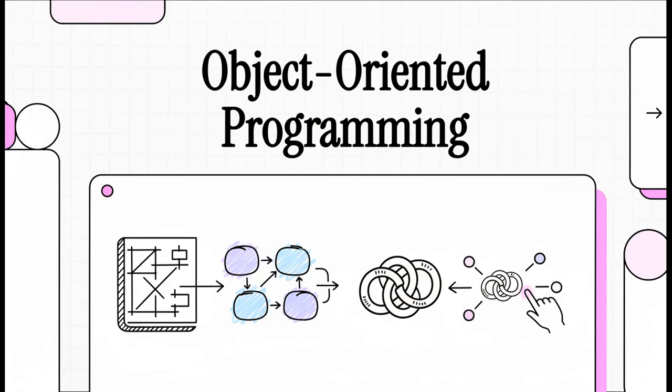So, have you ever looked at a massive piece of software, like a video game or a social media app, and just wondered, how in the world do developers build that without it turning into a complete and utter mess? Well, the answer lies in this really powerful idea called object-oriented programming, or OOP. And it's so much more than just writing code. It's a whole new way of thinking that brings order to chaos.